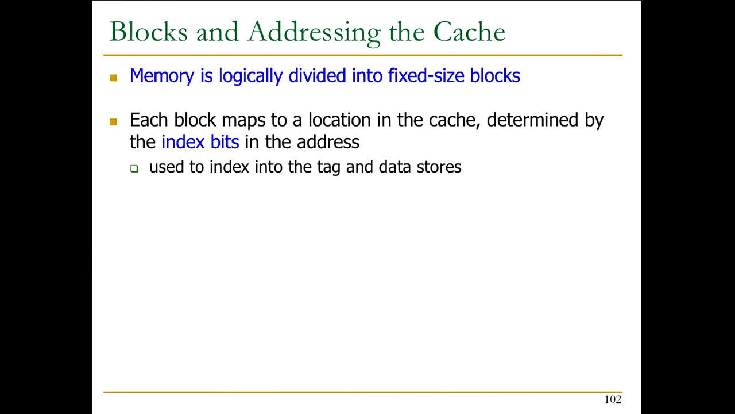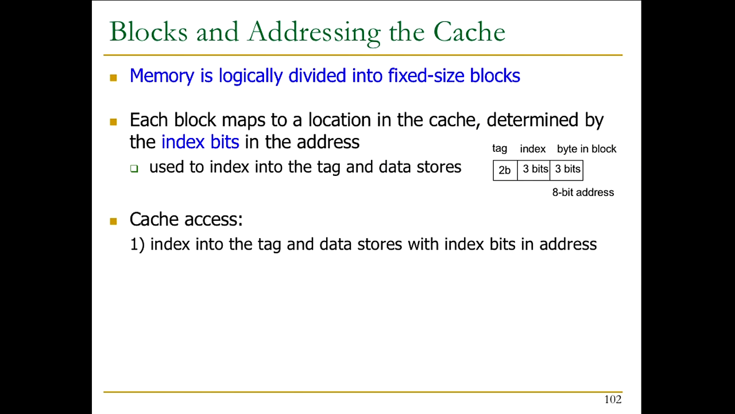Each block maps to a location in the cache determined by the index bits in the address. And this is used to index into the tag and data stores. So this is an example address, an 8-bit address. Let's say your block size is 2 to the 3, and this is byte addressable. So your block size is 8 bytes here. And in this case, you have 8 blocks, or 8 sets, and your tag is this.